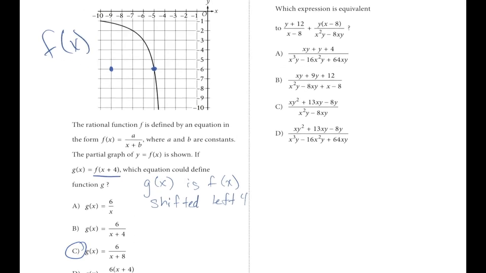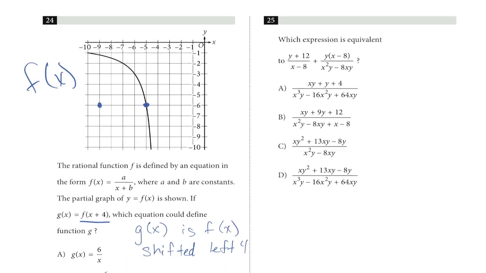So, looking at number 25 now. It says, which expression is equivalent to y plus 12 over x minus 8 plus y times x minus 8 all over x squared y minus 8xy. So this question is a very tedious question, but this is a great example of the benefit of the way I'm going to show you, because this question, without this method, I just think is not necessarily the easiest for many people.